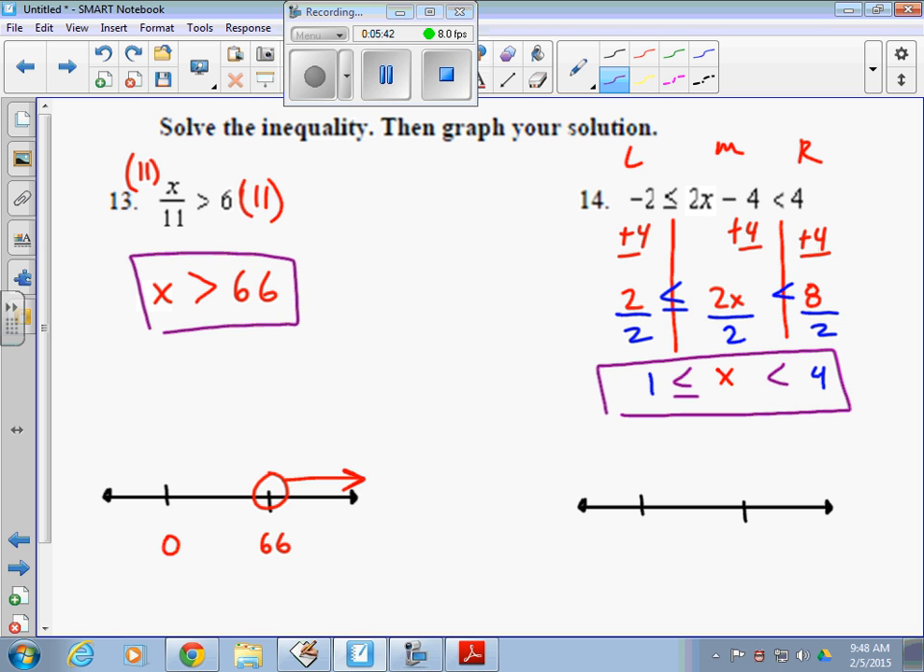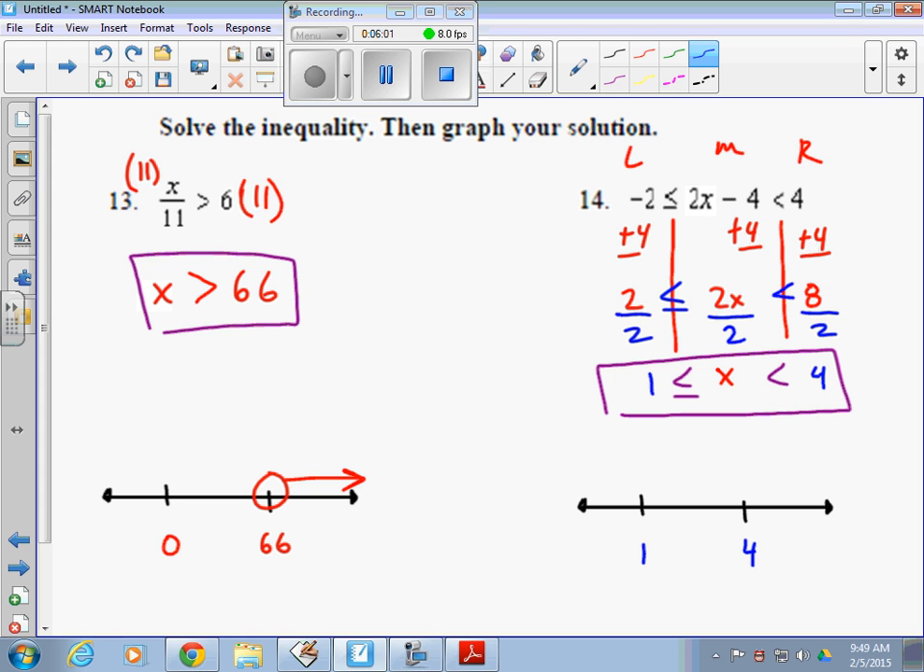Now, graphing this, it's a little bit harder for some people. You want to show two numbers. You don't have to show 0 anymore. Just show the two numbers that you need to highlight, 1 and 4. Just make sure you don't have them on opposite sides. You know that 4 is going to be on the right side of 1 because it's bigger.